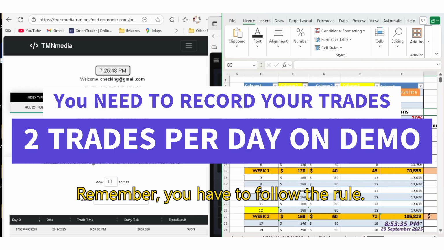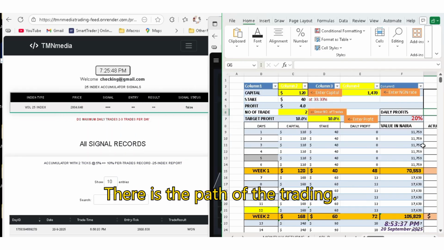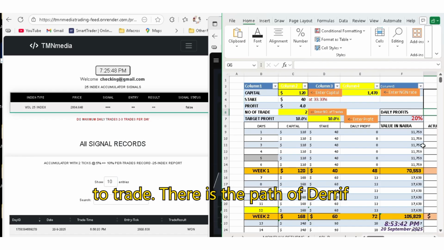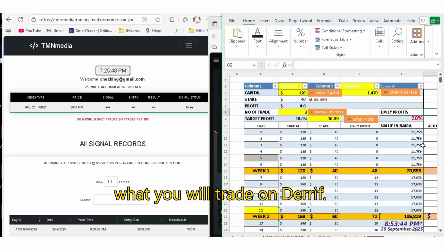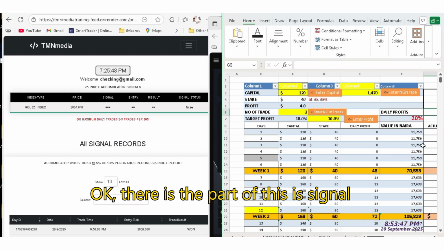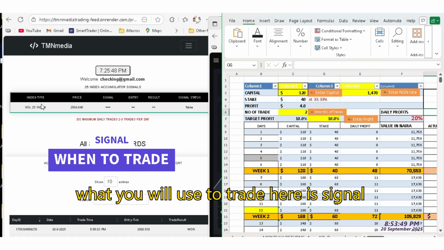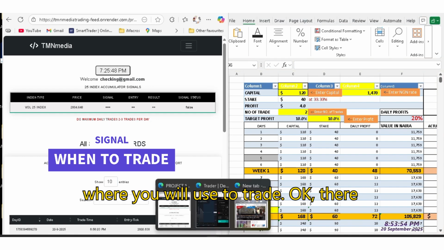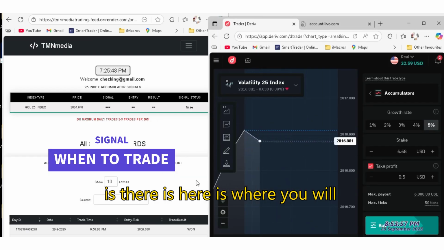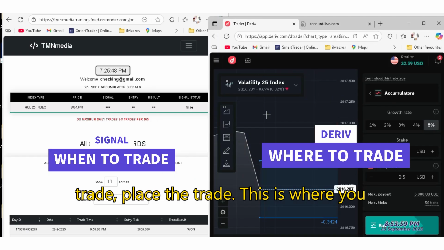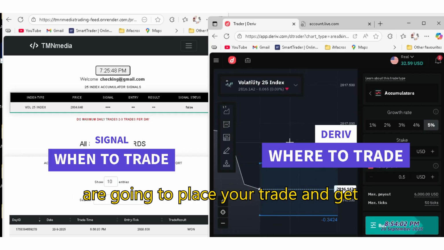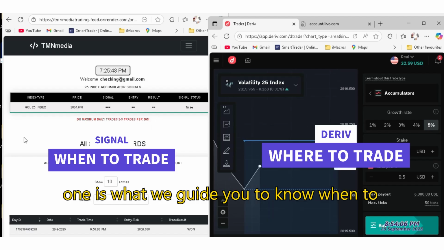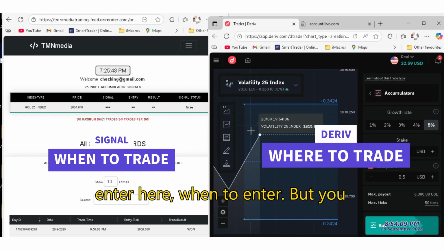Remember, you have to follow the rule. There is the part of the trading. There is the part of the signal you use to trade. There is the part of Deriv, what you will trade on Deriv. There is the signal, what you will use to trade here. There is Deriv. Here is where you will place the trade. This is where you are going to place your trade and get your result. This one is what we guide you to know when to enter.